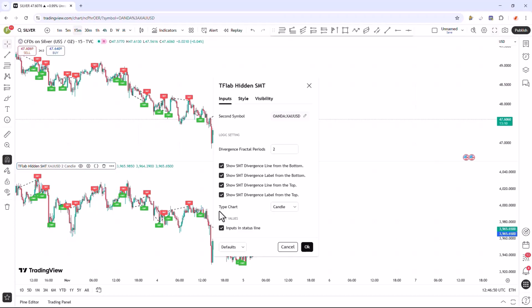In the next section, we can choose the chart display mode here, either as a line or as candles. In the final section, we can enable or disable the display of input values in the status line. By disabling this section, the input values in the status line will also be disabled.